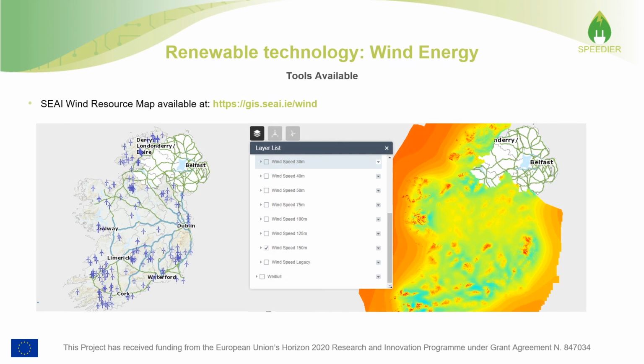And just some tools available for wind. You can see there the SEI wind resource map. You can see there all the wind turbines that are actually wind farms that are currently in operation in Ireland. And you can also find out the wind speed here in the right map. This is a wind speed at 150 meters high throughout Ireland. You can see the red dots there. They're mainly coastal areas, with the winds being higher in coastal areas and in mountainous areas.